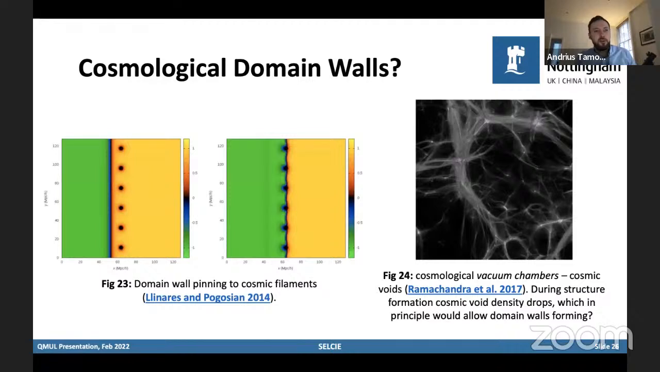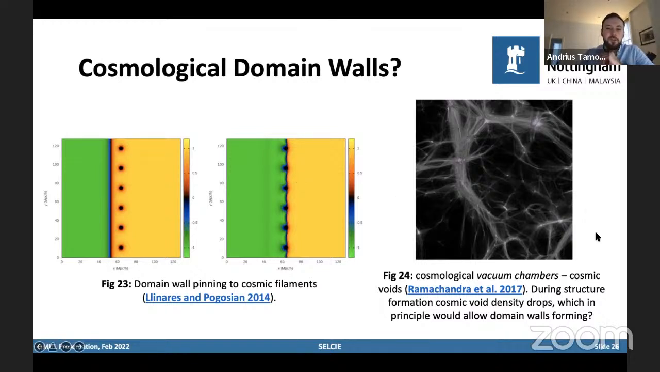Now, obviously, a big question is whether something like that, in principle at least, could happen in nature. For example, there has been this paper by Linares and Bogosian from 2014. They investigated the case of pinning the domain walls to cosmological filaments, cosmic filaments, and they've shown that at least in principle, for some parameter space regions, it is possible.